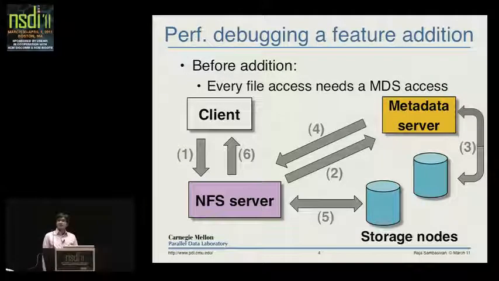So the key thing to notice here is that every single file access requires a metadata server access and hence a network round trip. And so you can imagine why this might be a performance bottleneck for really small file workloads.